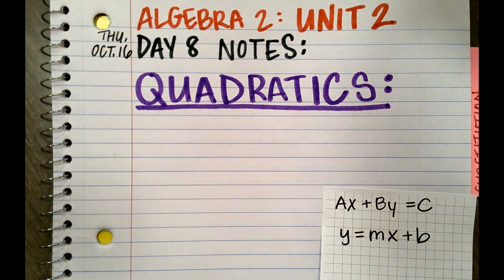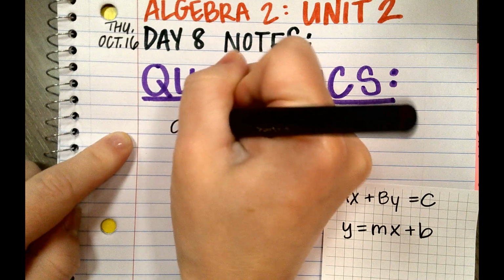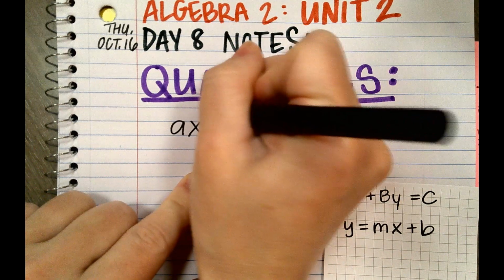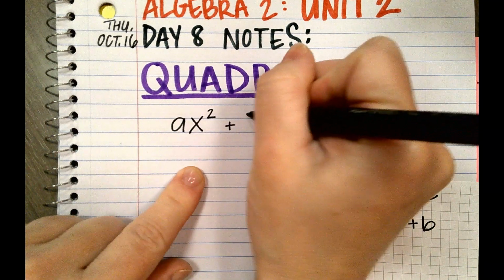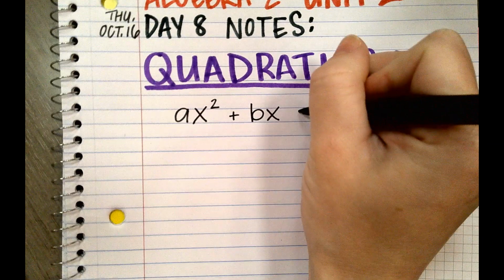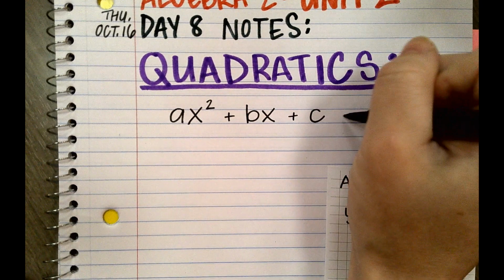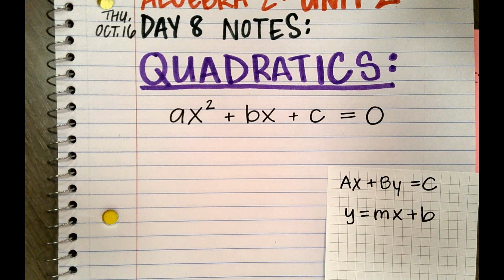equation in this unit. And we write that with a lowercase a x squared. Now we add an exponent in, ax squared. And we have plus lowercase bx plus lowercase c. It's usually equal to 0. That's what we like to put it as. Ax squared plus bx plus c.